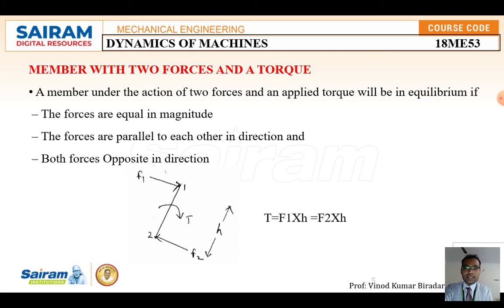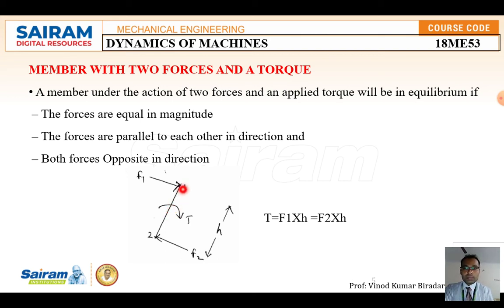The second condition is that both forces are parallel to each other. If you draw F1 like this, you have to draw F2 exactly opposite and parallel to F1. Keep the scale on this point and draw the line in the opposite direction. So the second condition is that they are parallel, and the third is that they are in opposite direction. These are the three conditions for the 2-force member with torque.